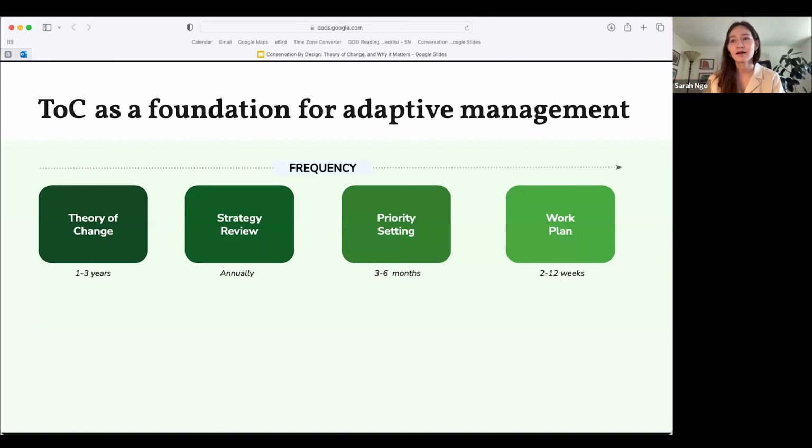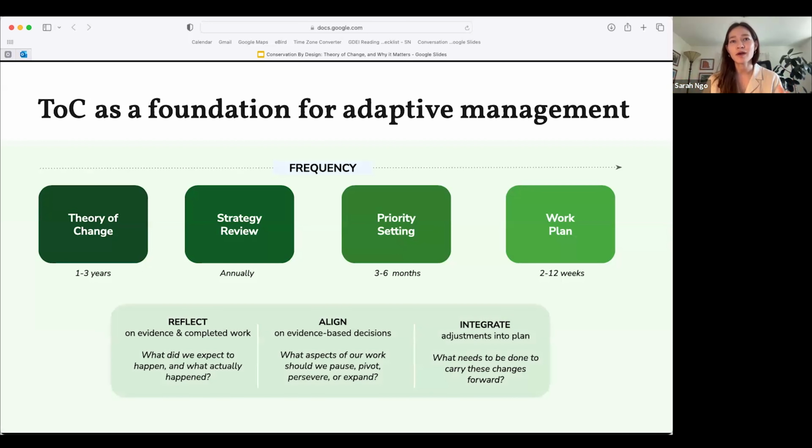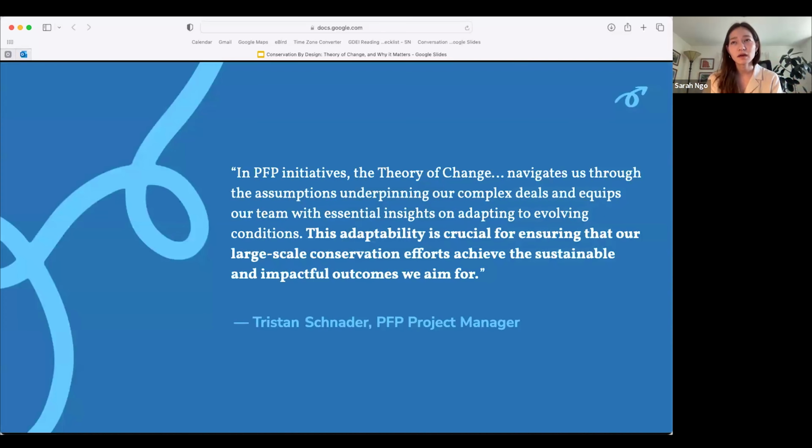And so that's really a way of saying that we can reflect on evidence and completed work, use that evidence to align on decisions moving forward, and integrate any potential adjustments into the plan. That can happen at all these different levels with theory of change as the backbone for all of that. A great quote by Tristan Schneider. I'm going to just read the end of it, but adaptability is crucial for ensuring that our large-scale conservation efforts achieve the sustainable and impactful outcomes we aim for. I really love that.